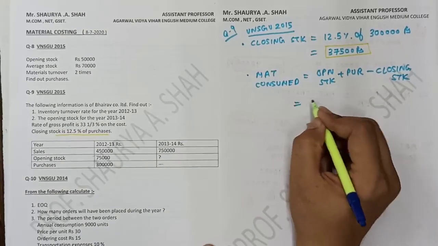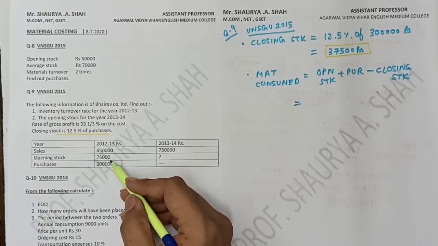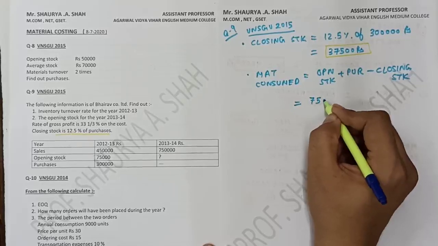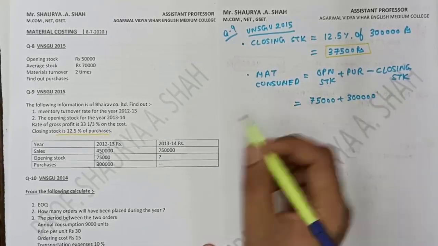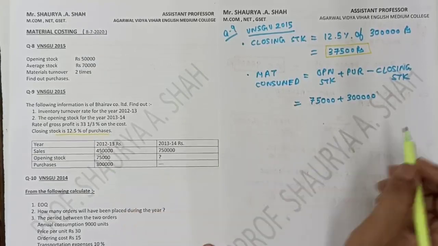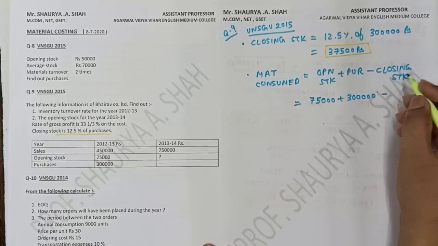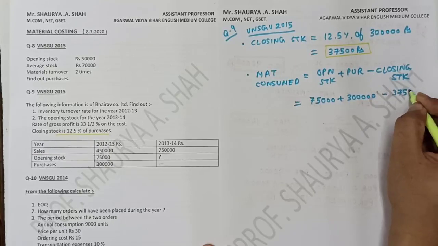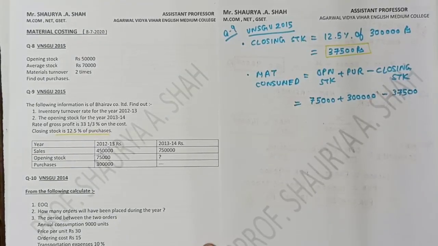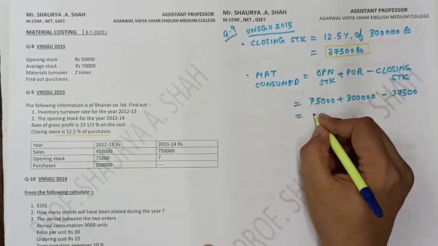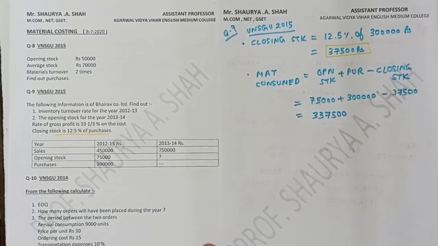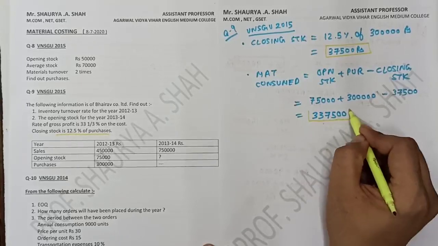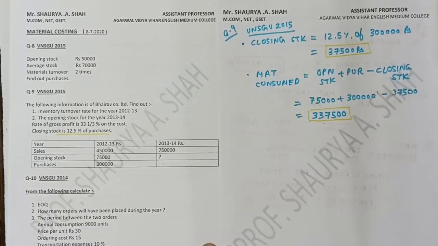Material consumed, I don't know. Opening stock, yes, I am having it. What is the opening stock? It is 75,000 plus purchases is my 3 lakh. Purchases is 3 lakh minus closing stock. I found out that is 37,500, right? So what is the value of material consumed? 3,37,500 is the value of material consumed. I suppose it is clear to each and every student.